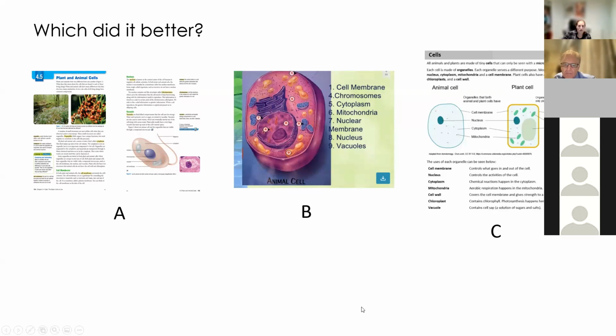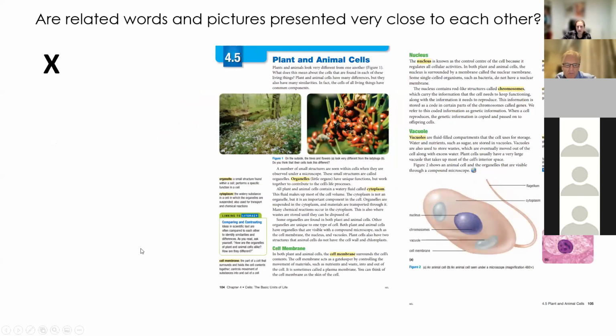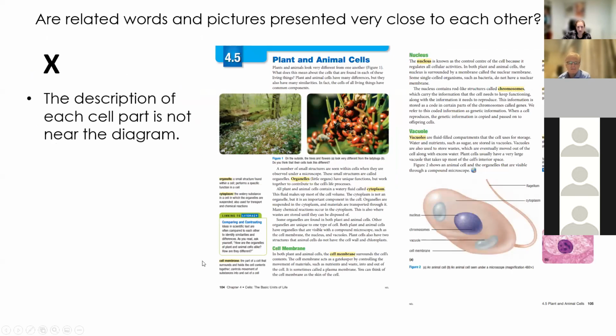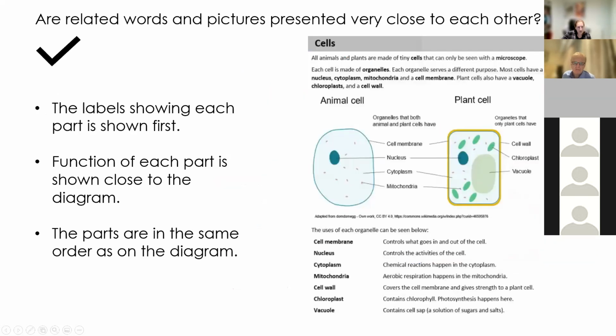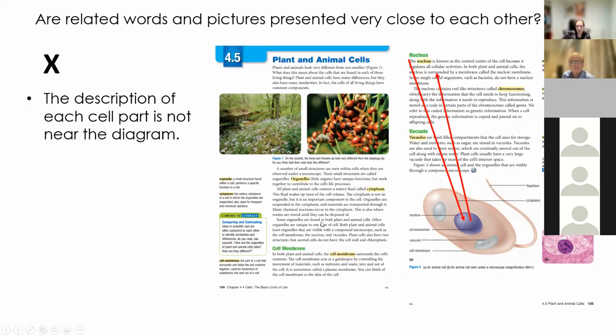Okay, let's have a look at each of them then. So A did not do it very well. We've got the description of each of these cell parts, but the diagram showing where the cell parts are in the cell is at the bottom. So a student's eye is going to go, okay, nucleus, let's have a look down at this diagram. There's the nucleus. Okay, I need to go back up and carry on reading about the nucleus. So they are having to go backwards and forwards between text and diagram constantly.